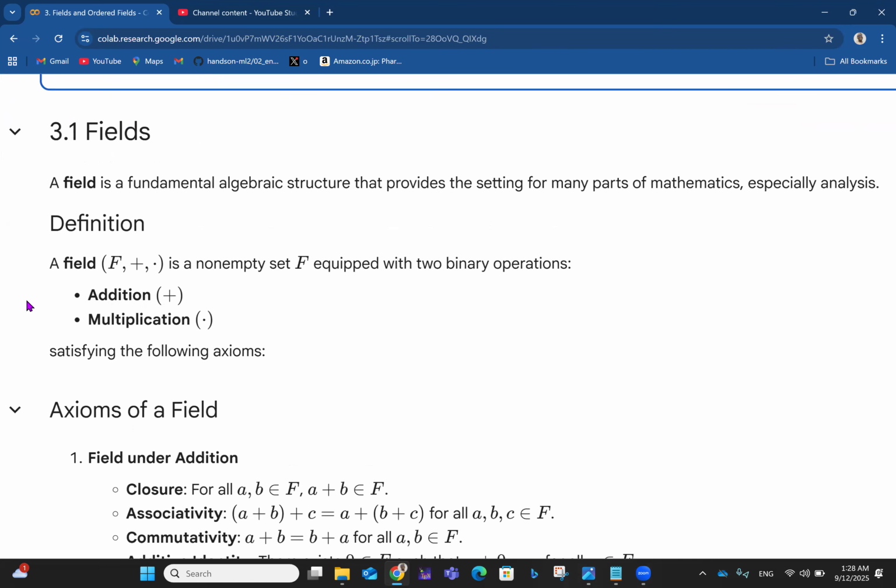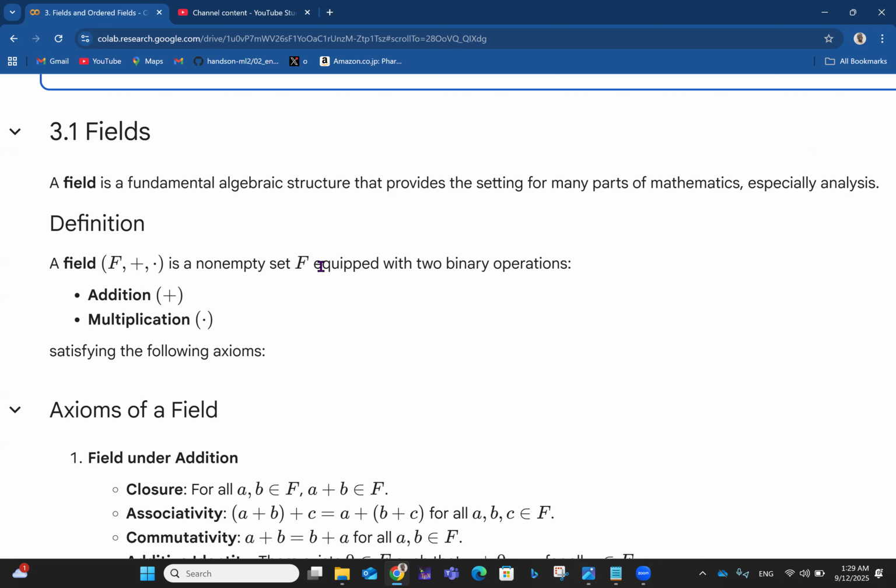First of all, fields. A field is a fundamental algebraic structure that provides the setting for many parts of mathematics, especially analysis. So we cannot carry out analysis without understanding the idea of fields, and they are simply algebraic structures. Now, how do we define fields mathematically? Talking about the definition, a field is a set F with two operations, addition and multiplication.